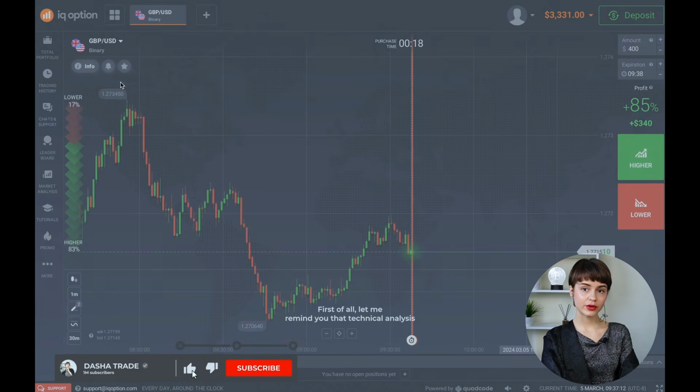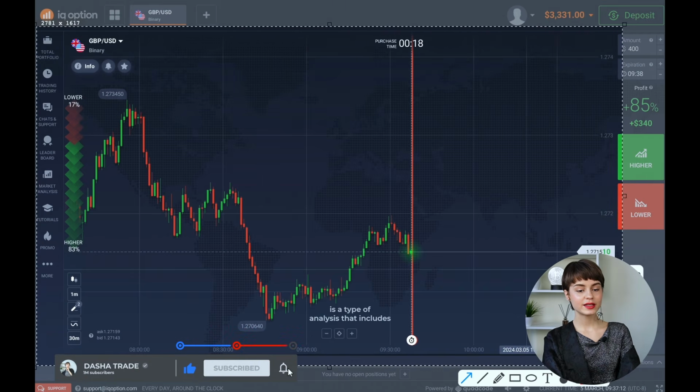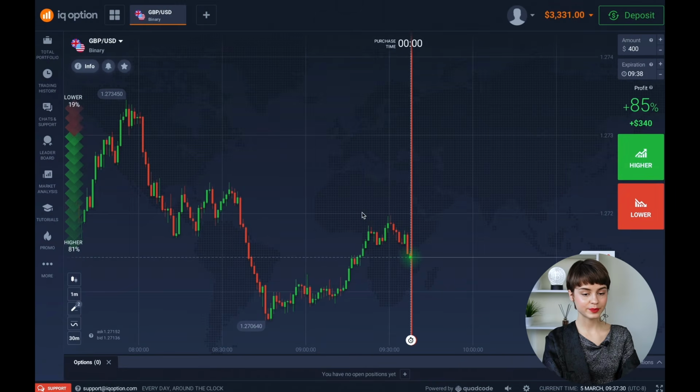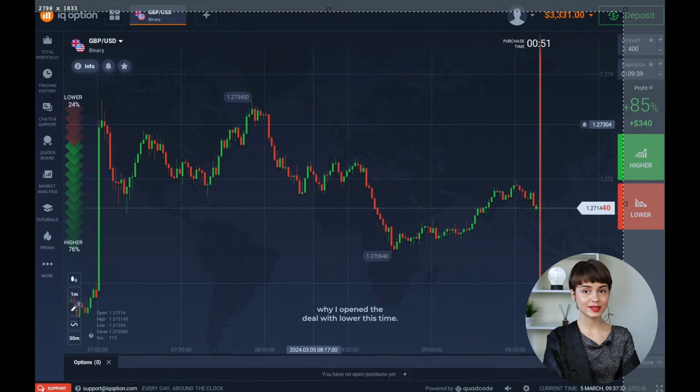First of all, let me remind you that technical analysis is a type of analysis that includes different graphical patterns, levels of resistance and support, trend lines, and so on. So in fact, this is a visual type of analysis. Everything we see on the screen is what we're using to forecast the price's movement. And why did I open the deal with lower this time?